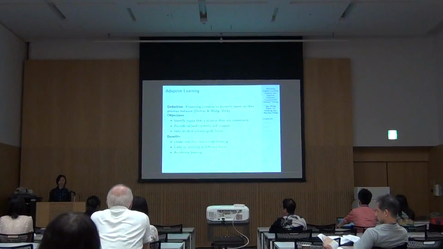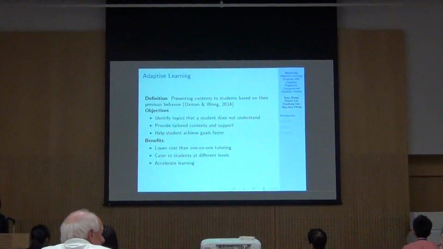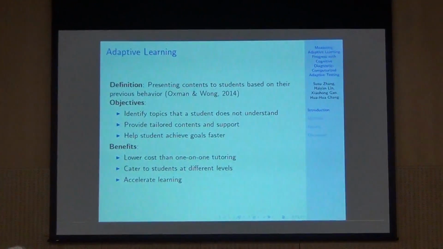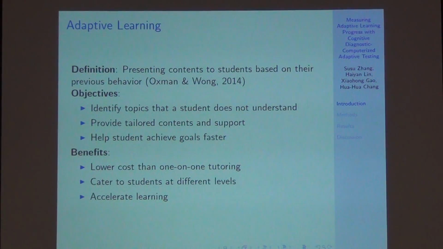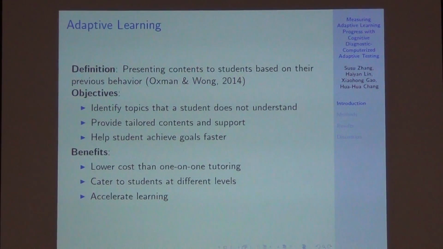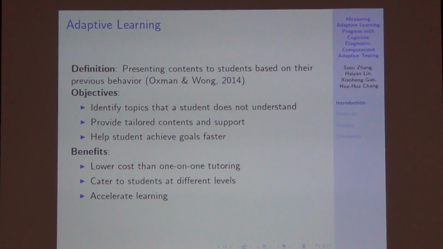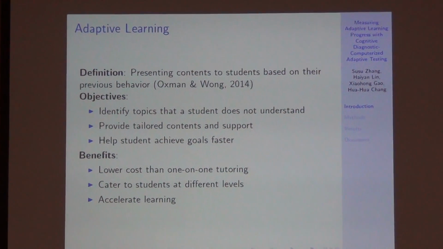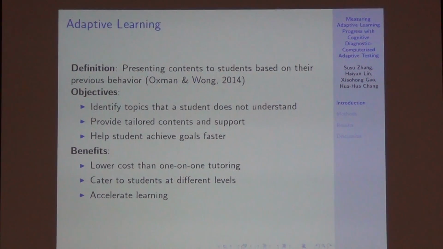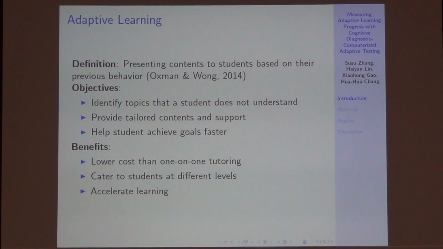So our objective is to find out which topics the student has not mastered yet, provide tailored support and tailored contents to the student according to this. In the end, we want to help the student to achieve their learning goals faster. There are a lot of benefits of adaptive learning. First of all, if it's in an online learning environment, it's going to be cheaper than one-on-one tutoring. And also, it can cater to different students' needs because for students starting at different levels, they can be assigned different contents.